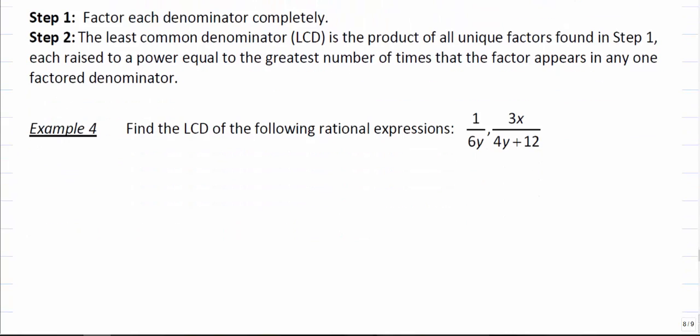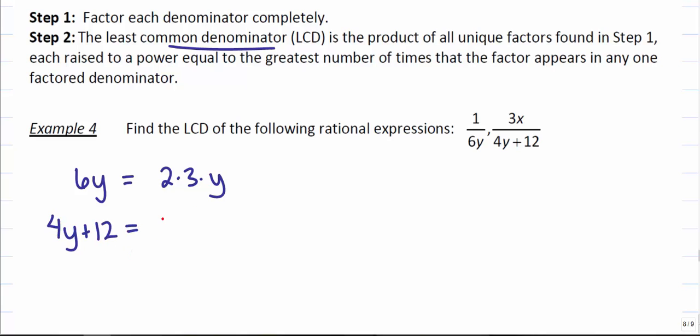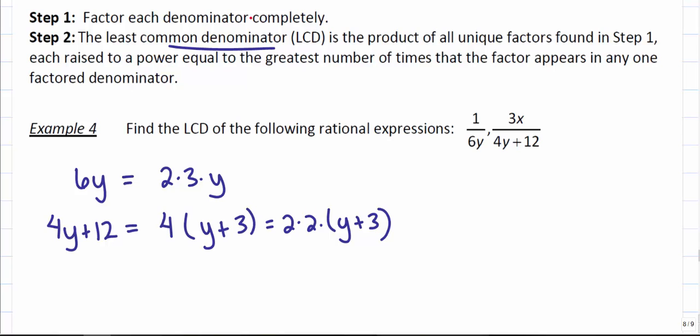Step 1, factor each denominator completely. Meaning that I'm going to look at 6y, and again, just the denominator. I don't care what these are, those could be anything. So if I look at 6y, that is 2 times 3 times y. And then 4y plus 12 is 4 times y plus 3, but that's really 2 times 2 times y plus 3. Okay, I factored them. I broke them down.